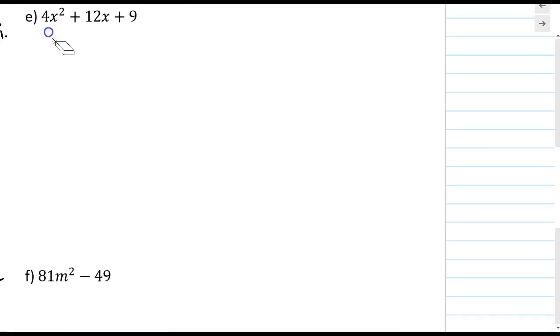Actually, I'm going to do the guess and check method. So I'm going to guess and check, which means just off to the side. I'm not going to do it directly underneath. I need two factors of 4x squared. So I know I'm going to need an x in both. To start with, I'm going to go with 2 and 2.